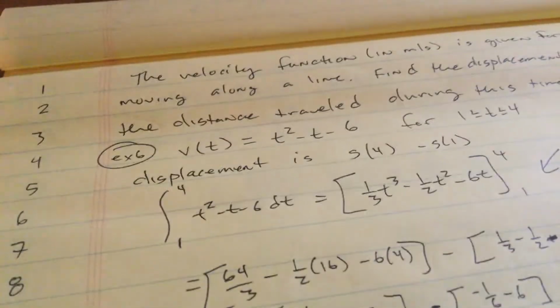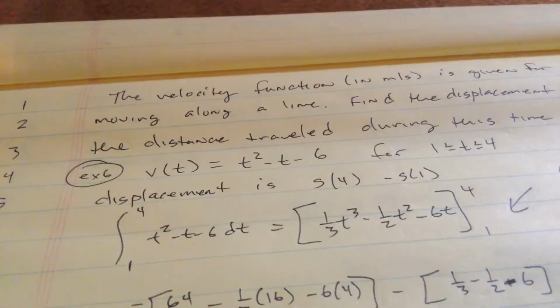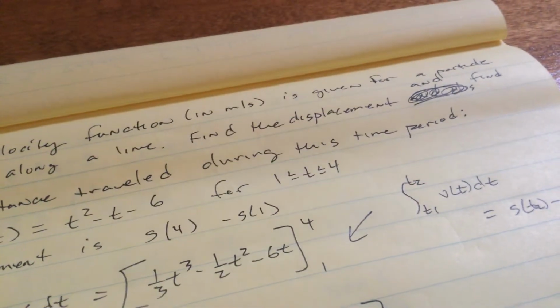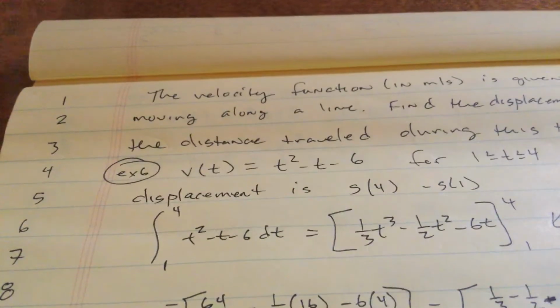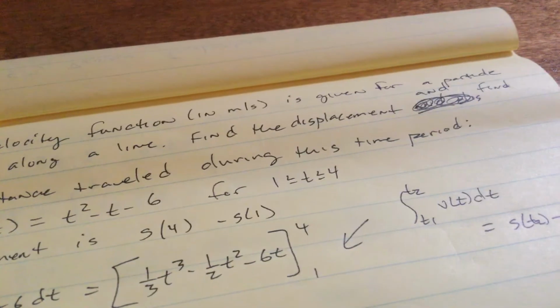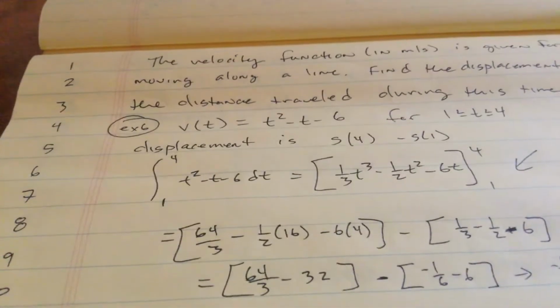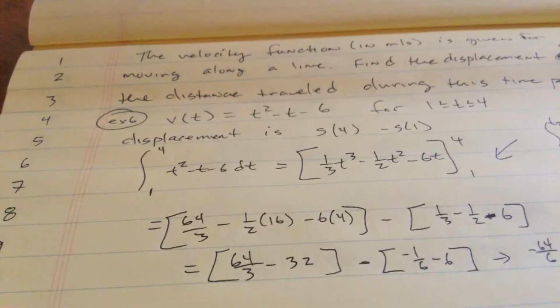So, this next page does have a new question. The velocity function, for us, in meters per second is given for a particle moving along a line. Fine. Again, pause this whenever you need to. Find the displacement. We know how to do that. And find the distance traveled during the time period. Okay, we don't know that.